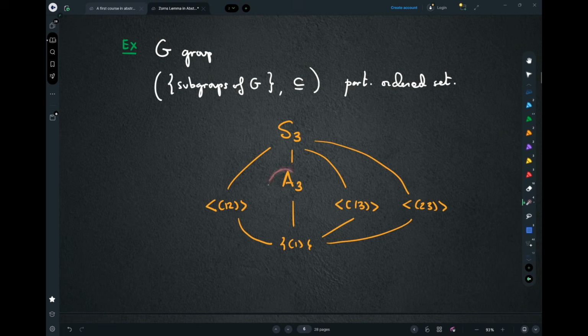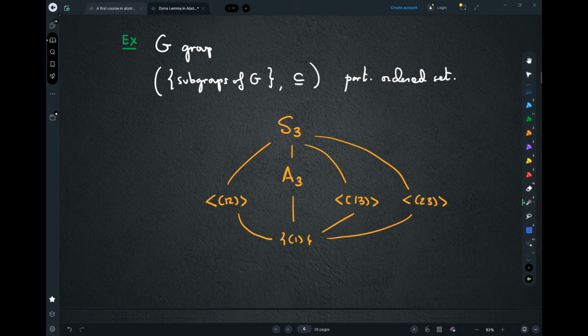This is not contained in A3, and A3 is not contained in here. So it is a partial order. The trivial subgroup is contained in all of them, and all of them are contained in S3, but there are pairs of subgroups that are not related.